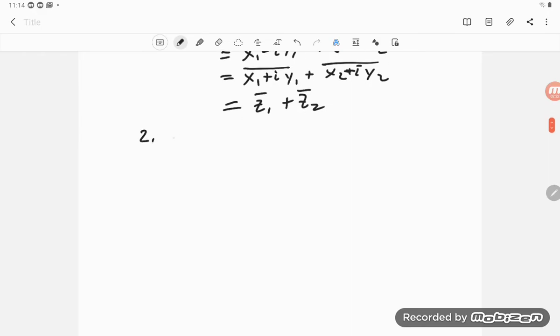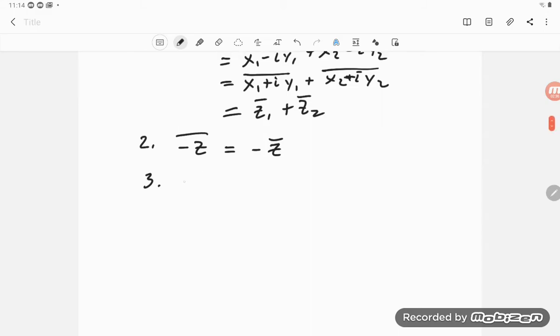A second property is that the conjugate of minus z is equal to minus the conjugate of z. So that's kind of nice. Then for z1 minus z2, that's just the conjugate of z1 minus the conjugate of z2.